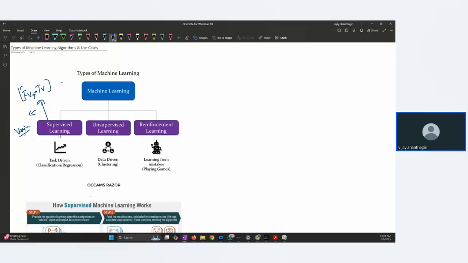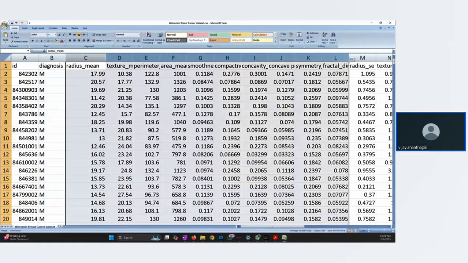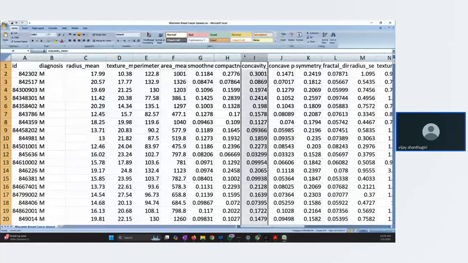Okay. Now, what happens if it is unsupervised learning? In unsupervised learning, we don't have this data at all. This target we don't have. What can we do with the remaining data? We can cluster it. We can build a clustering algorithm where we can see if certain variables are clustering together.